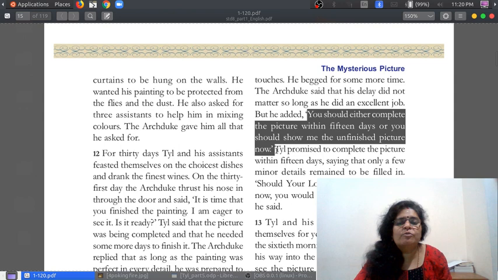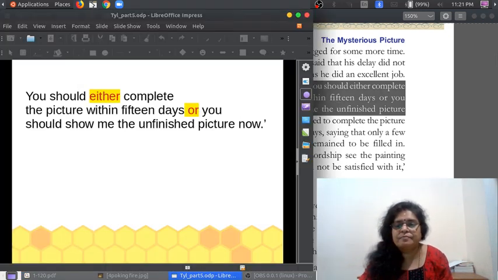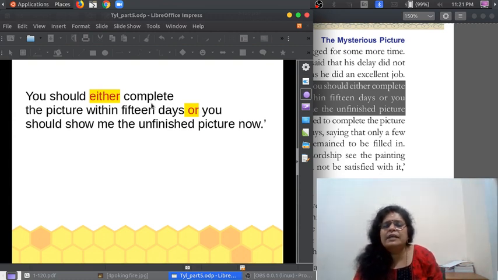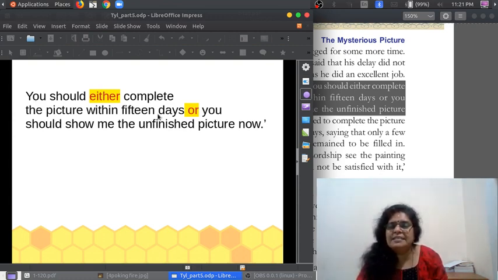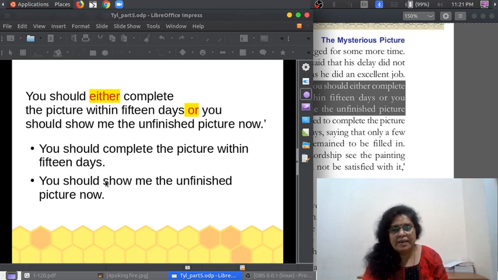unfinished picture now. Yeah, here are two options for Till. In this sentence, the Archduke is giving two options for Till. Listen, what are they? You should complete the picture within 15 days or you should show me the unfinished picture now. What are the two options? One, you should complete the picture within 15 days. That is the first option. Second option, you should show me the unfinished picture now.